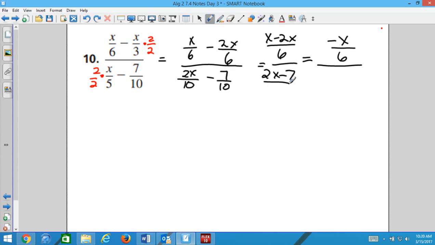2x minus 7. Is 2x minus 7 like terms? No, they're not like terms. You cannot subtract 2x minus 7, so I leave it as 2x minus 7 over 10. Reciprocal.